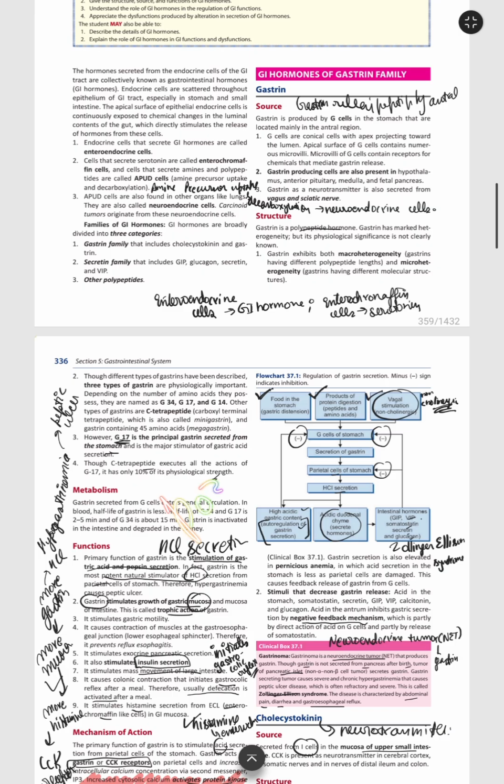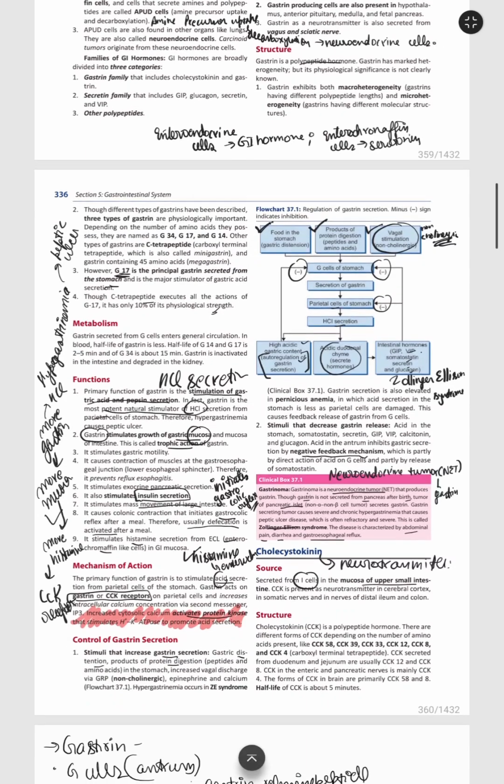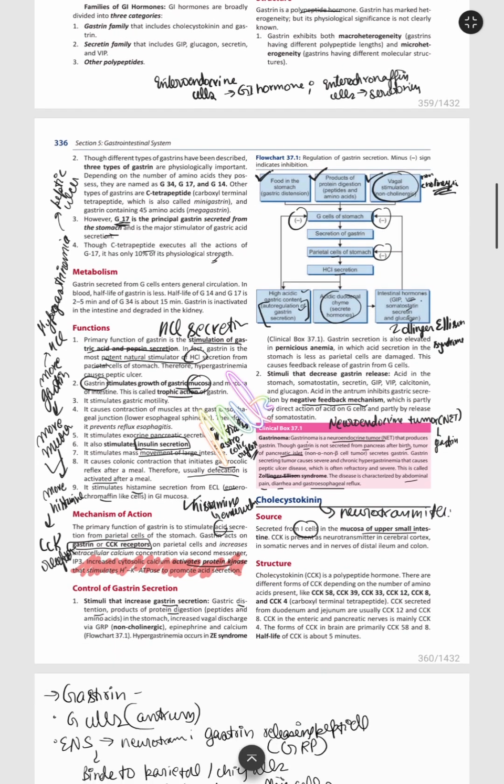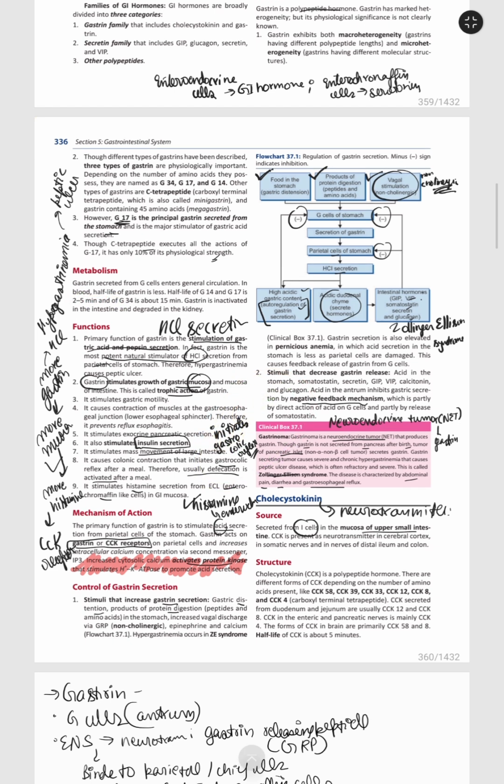Structure is, it is a polypeptide hormone. Just like that much. Its metabolism, it is metabolized in kidneys and intestines. Remember, if you can remember the half-life, it is like 2 to 5 minutes. There are different types of gastrin, G34, G17, G14. Right. Now its function.